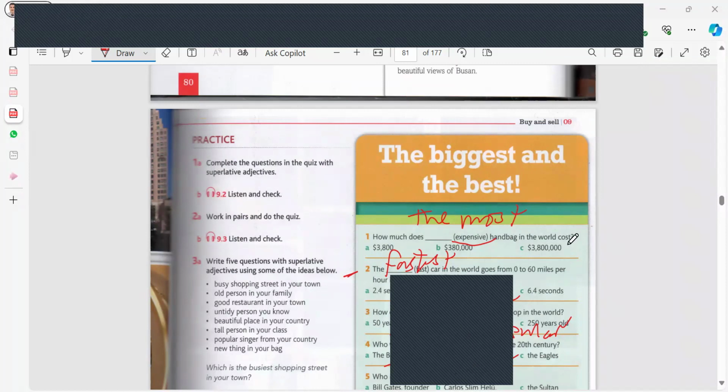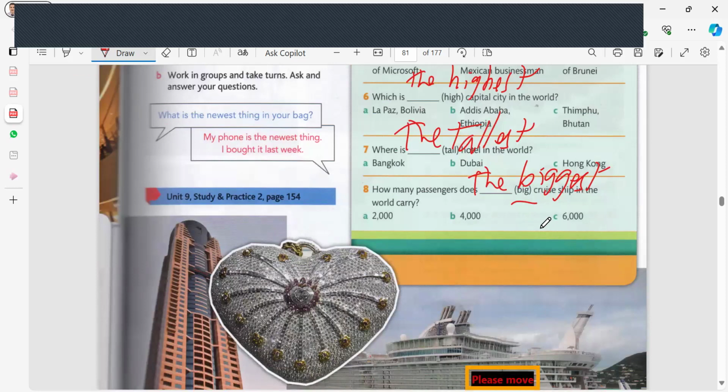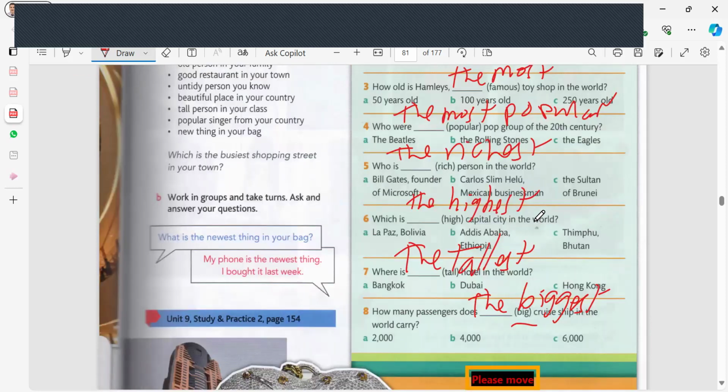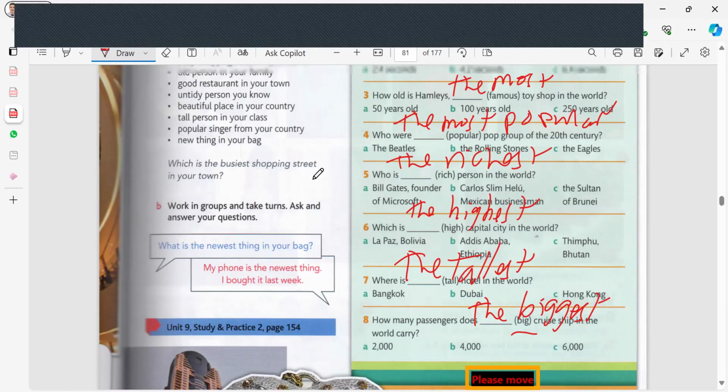One. How much does the most expensive handbag in the world cost? Two. The fastest car in the world goes from 0 to 60 miles per hour in how many seconds? Three. How old is Hamleys, the most famous toy shop in the world? Four. Who were the most popular pop group of the 20th century? Five. Who is the richest person in the world? Six. Which is the highest capital city in the world? Seven. Where is the tallest hotel in the world? Eight. How many passengers does the biggest cruise ship in the world carry?